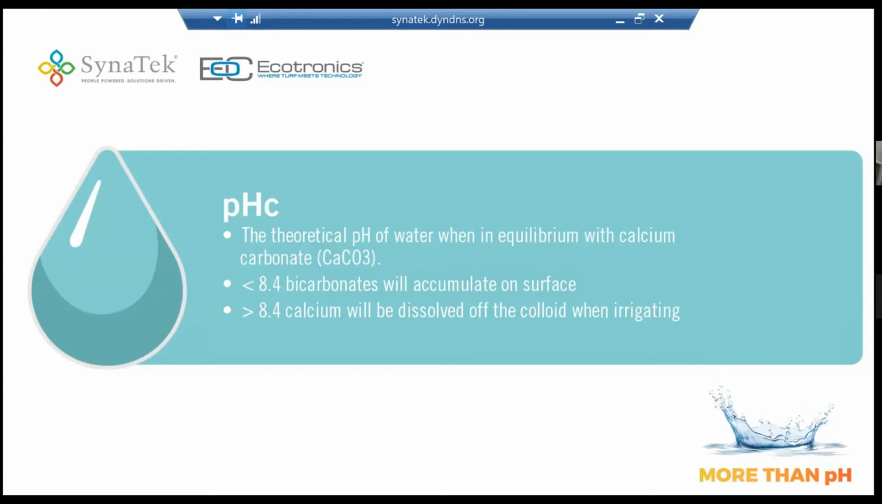If your pHC is less than 8.4, bicarbonates are going to accumulate on the surface. Now, we're going to talk about bicarbs in a couple of seconds. So I want to get on to if your pHC is greater than 8.4. What's going to happen is your water, the colloid water, is going to strip off the positive ions off of the colloid. Now, the colloid is made up of positively charged ions, your calcium, your magnesium. Your negatively charged ions are going to be bicarbonates, which turn out to not be a good thing.